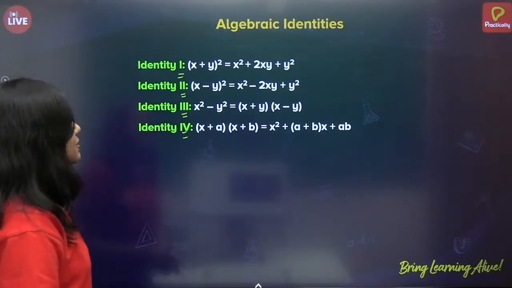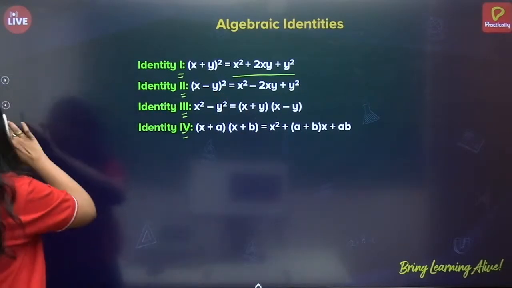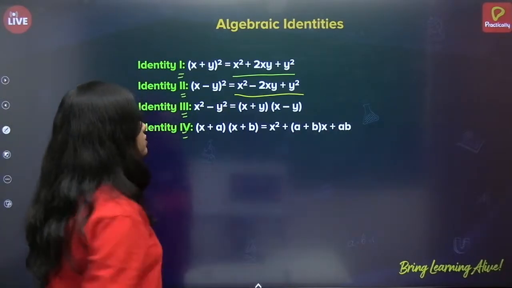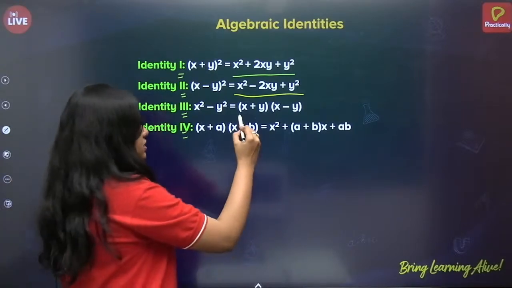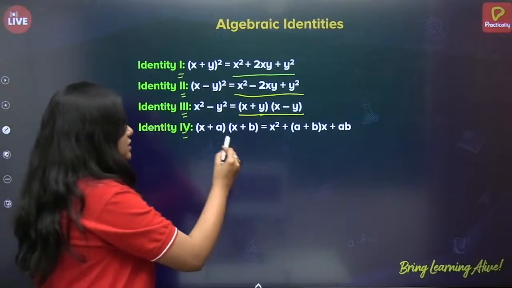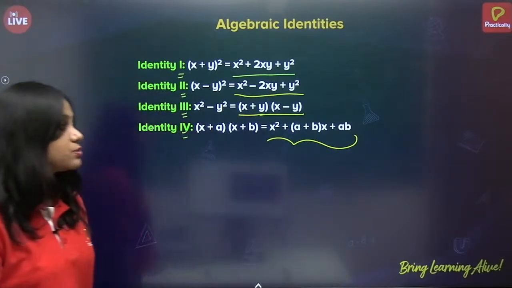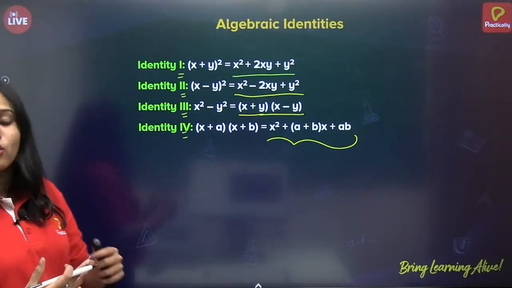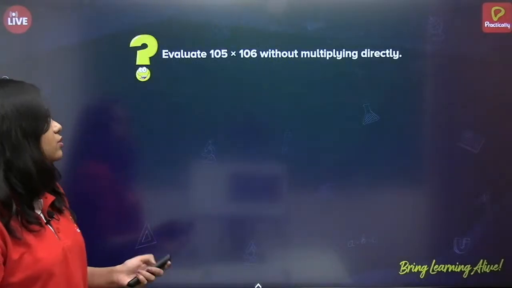So what is x plus y whole square? X square plus 2xy plus y square. X minus y whole square is equal to x square minus 2xy plus y square. X square minus y square is equal to x plus y into x minus y. And next identity is x plus a into x plus b is equal to x square plus a plus b of x plus ab. These identities we have already studied, but let's see and apply them in the problems.